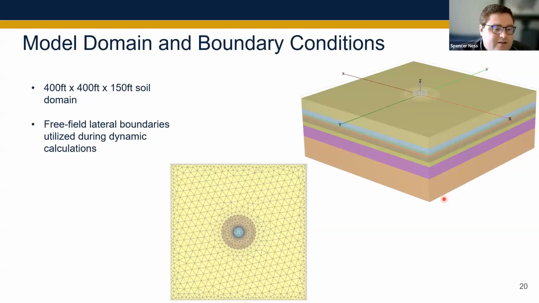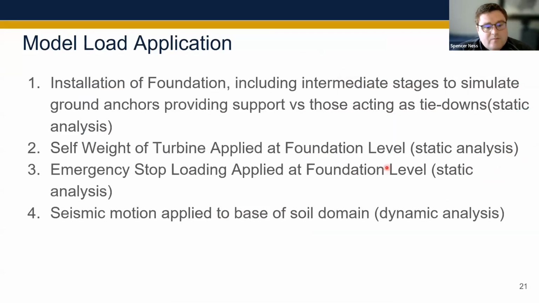Getting into the model domain, we ended up having to create a relatively large soil domain as we were getting all sorts of fun impacts from boundary conditions during our dynamic analysis. So we ended up with a 400 foot by 400 foot soil domain in the lateral directions, and we went down to 150 feet in the vertical direction. In our dynamic analysis, we needed to make sure that we were using non-reflective boundaries as implemented within Plaxis. So we used these free field implementations to make sure we weren't getting reflections back into our model.